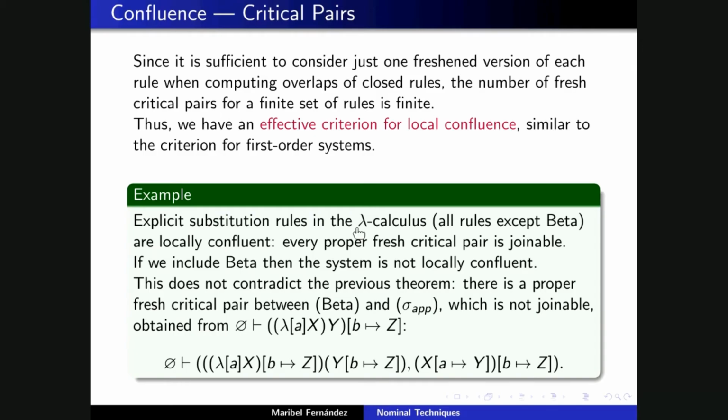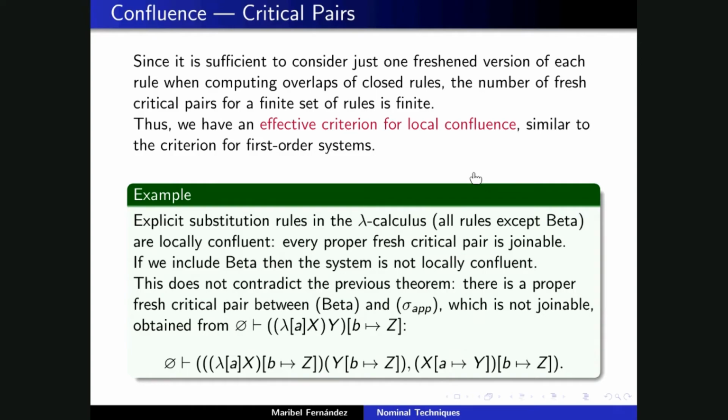As an application of this effective way of checking local confluence, we can show that the explicit substitution rules that I gave you for the lambda calculus are locally confluent. I told you that they are closed, and there the critical pairs are all joinable. So for that system, we are okay. The substitution is locally confluent, so it's really like a function definition.